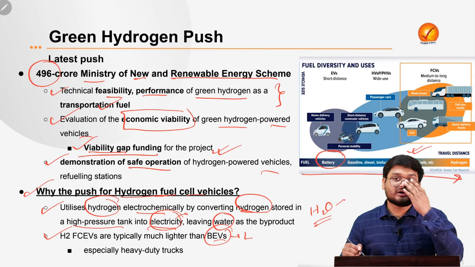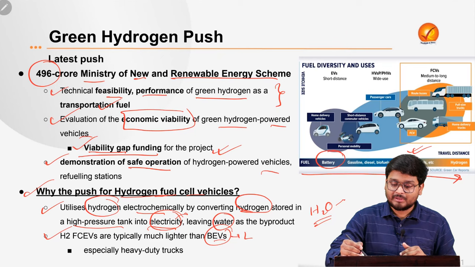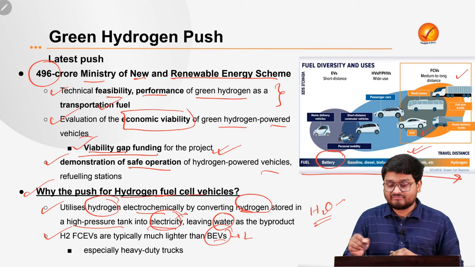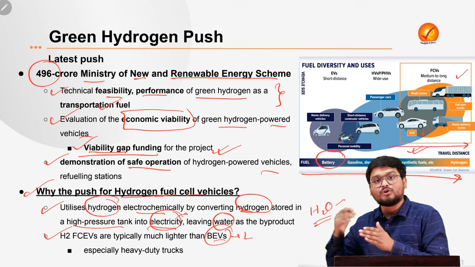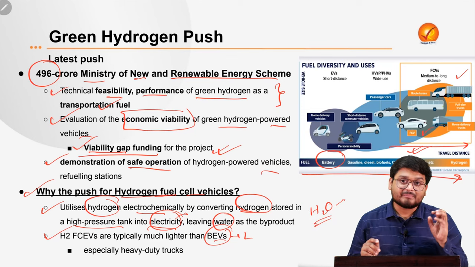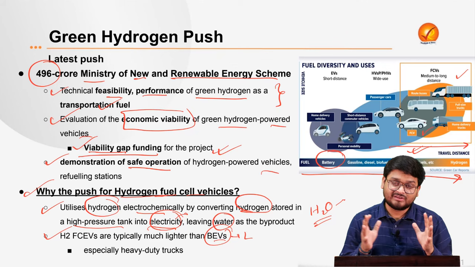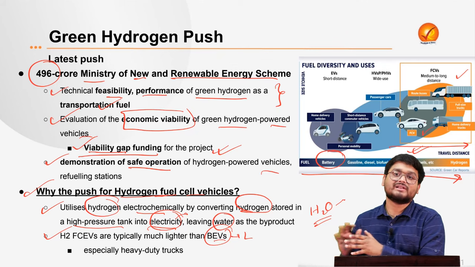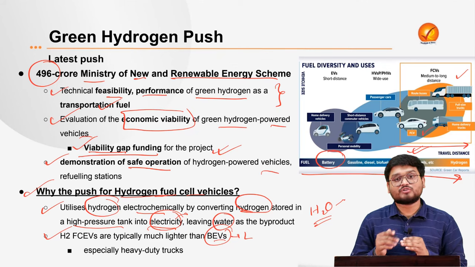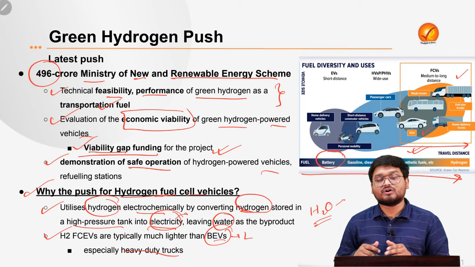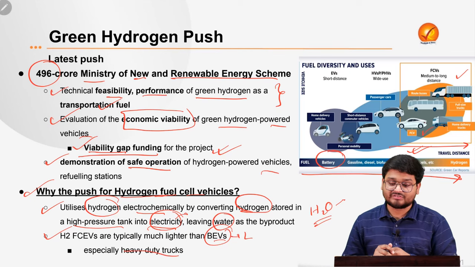If we compare the vehicles which are filled by hydrogen, such as big trucks and even cars, we find that they can travel over a longer distance, over a longer period of time, because hydrogen is very light and it can be heavily compressed and stored in the fuel cells of the cars. So especially heavy duty trucks can transport goods and services over a long range.